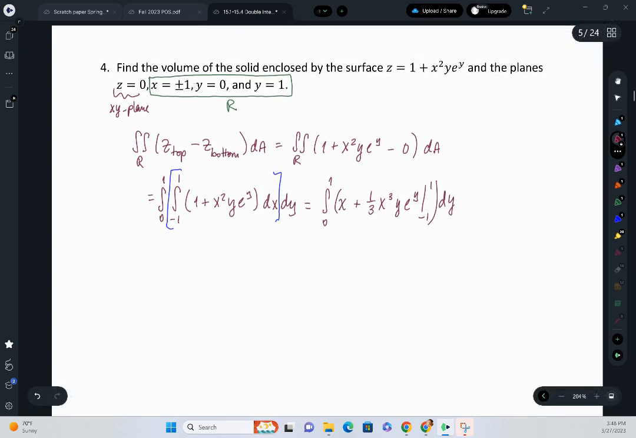So plugging in 1 and then subtracting the evaluation at -1. Remember, we are plugging in for x. Y is going to come later. So this is the integral from 0 to 1 of, plugging in 1, I get 1 plus 1/3 times 1 cubed y e to the y, minus in parentheses a -1 plus 1/3 times -1 cubed y e to the y. And then I have my dy on the outside.